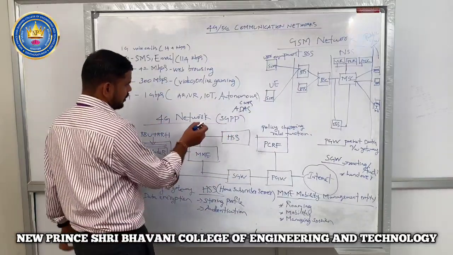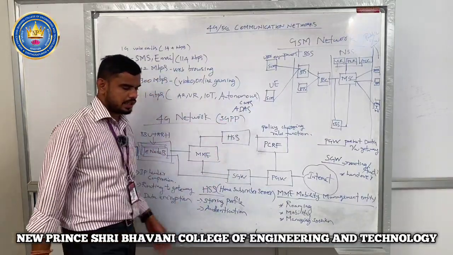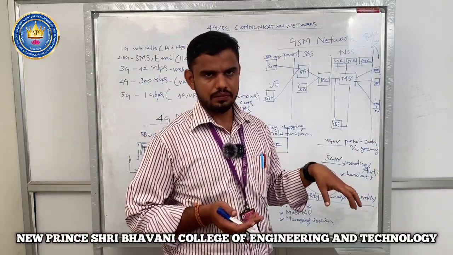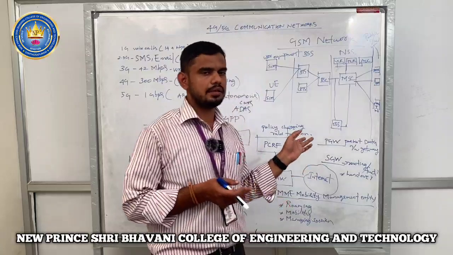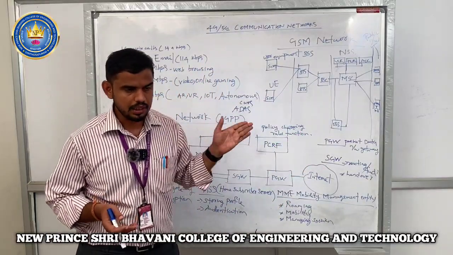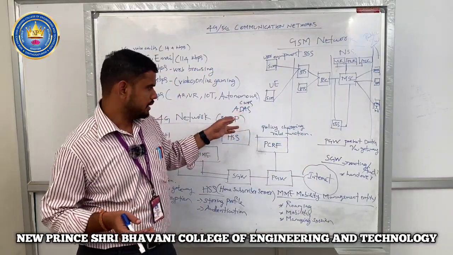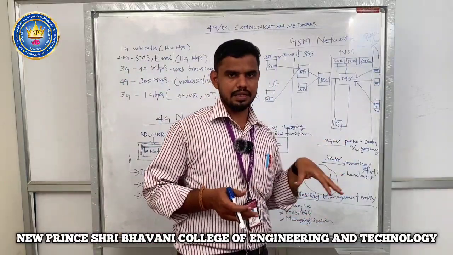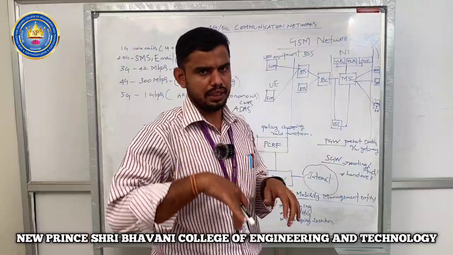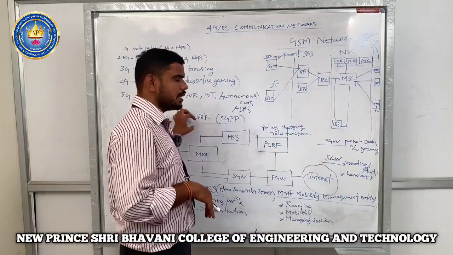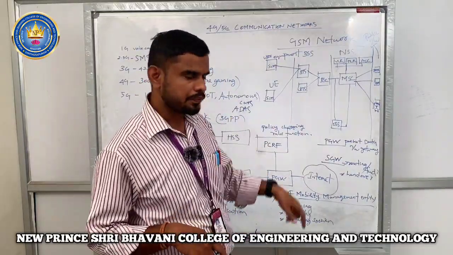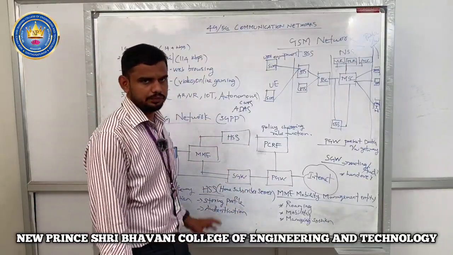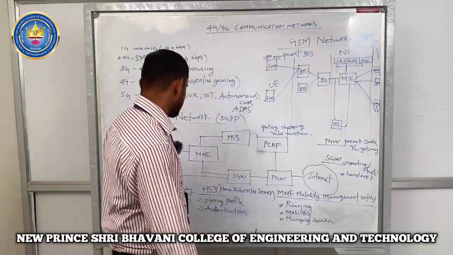So the 4G network is developed by 3GPP, that means third generation partnership project. This is the entity responsible for the 4G network as well as for the 3G network also. From 3G, this entity is responsible for all the activities happening around the communication networks. So actually the 4G network has been developed by the 3GPP. So this is the basic structure of the 4G network.